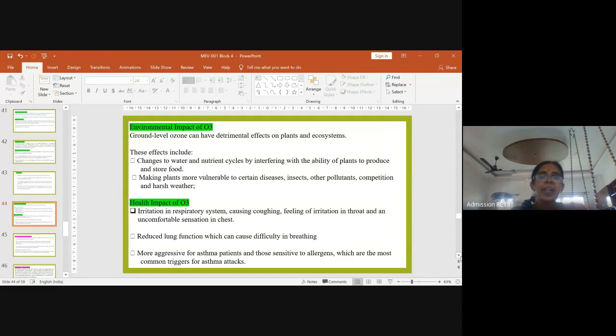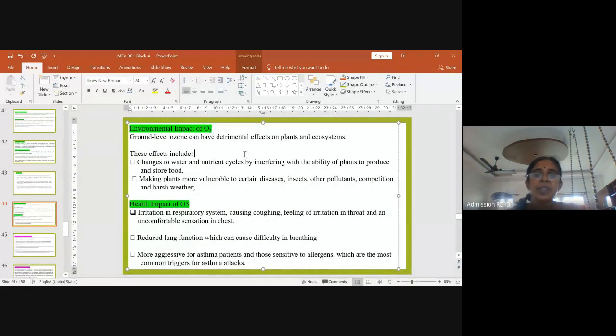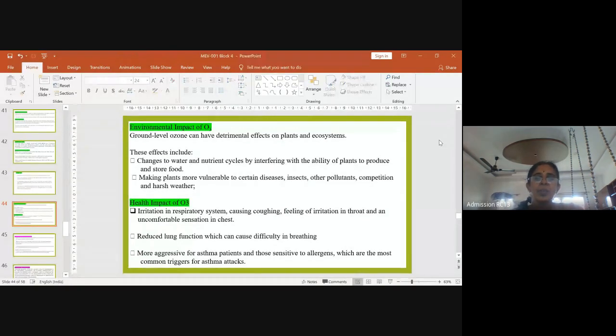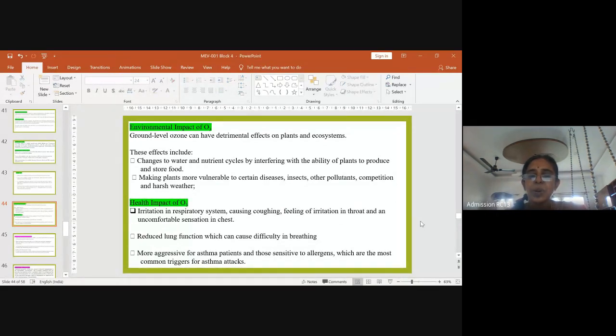So next is the impact of ozone. Ground level ozone, that is the ozone present in the troposphere, is called the bad ozone. It affects the water cycle and nutrient cycle, and it makes plants more vulnerable to diseases, insects, pollutants, etc. Irritation in the respiratory system, which causes coughing, throat irritation, uncomfortable sensation in the chest, reduced lung function, and difficulty in breathing, are all health impacts of ozone. It is more aggressive for asthma patients and those who are sensitive to allergens, and it triggers asthma attacks.